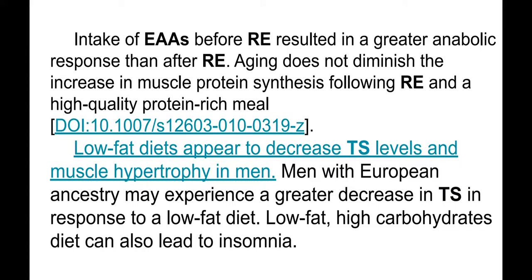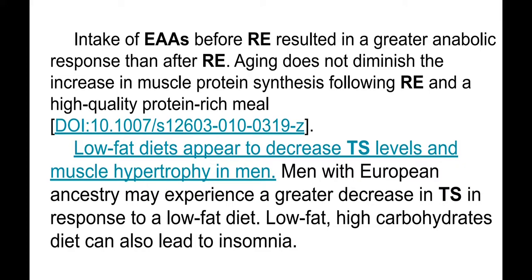Intake of essential amino acids before resistance exercises resulted in a greater anabolic response than after resistance exercises. Okay, you can drink this protein shake before the resistance exercises.